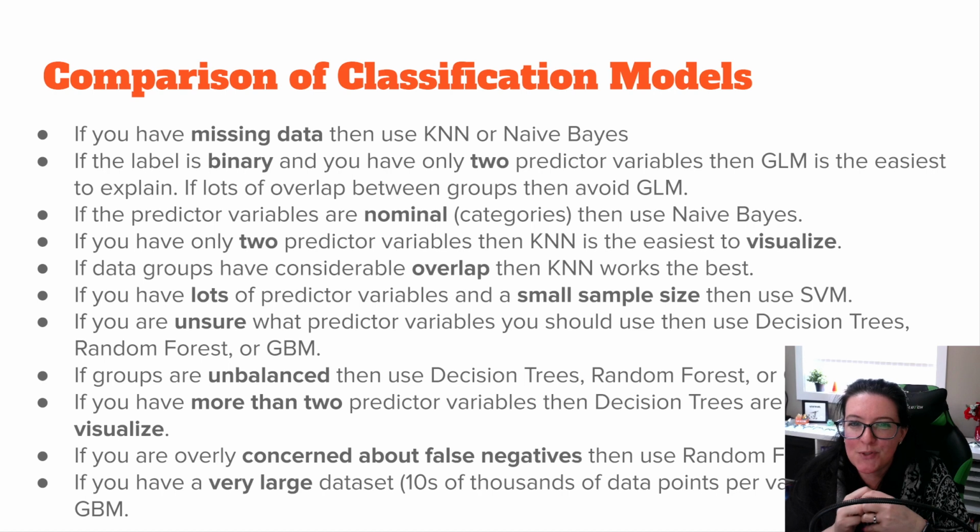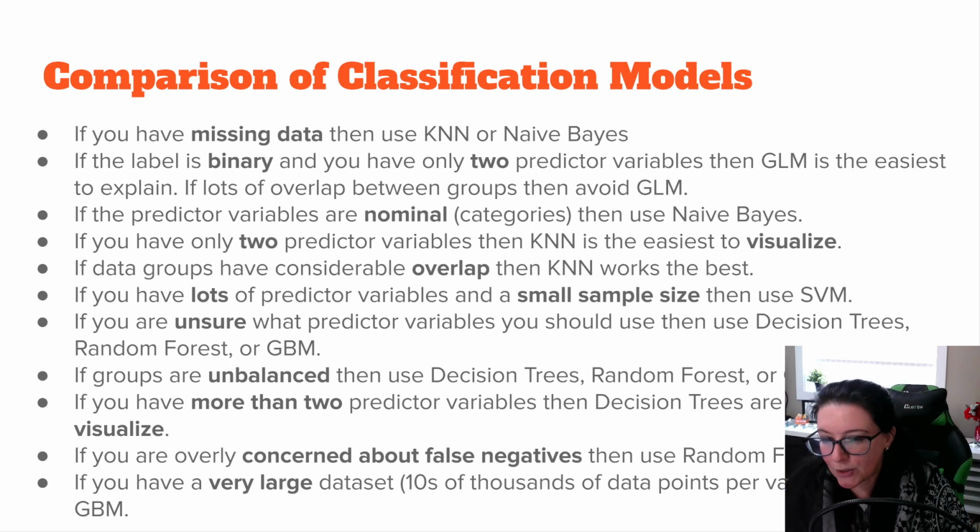And then we look at, do we have nominal data? In our predictor variables, is it ordinal, ratio, interval? Those types of things are going to impact which methods we use. So in the next couple of videos, we're going to go through all these different classification models.